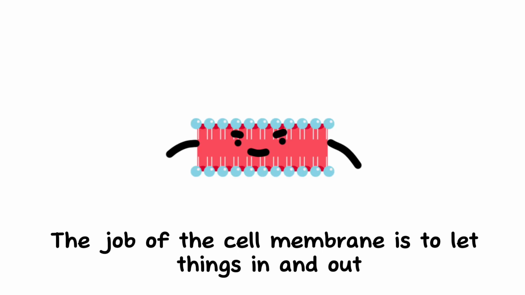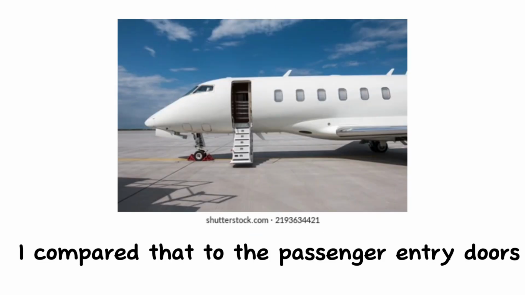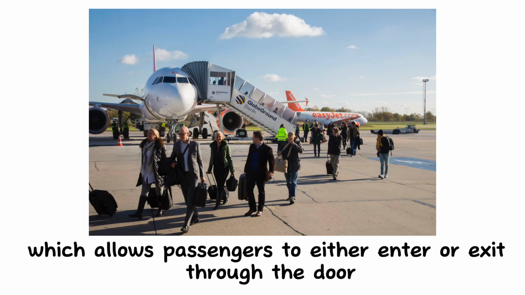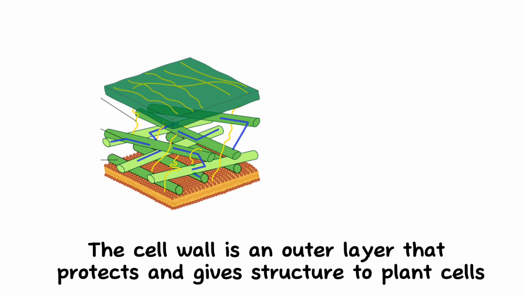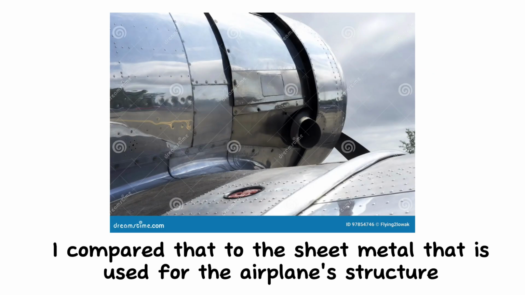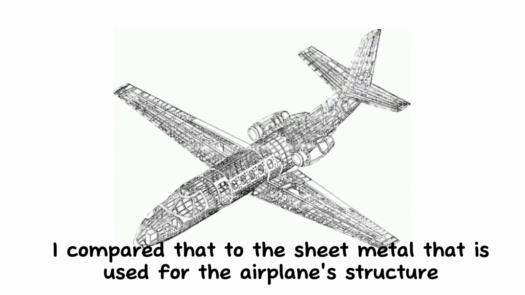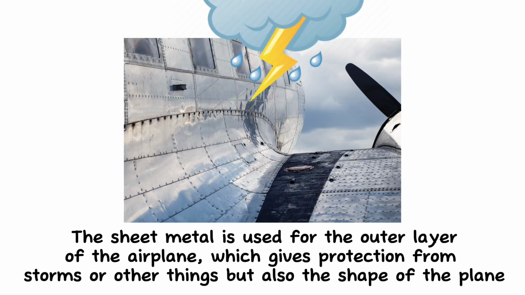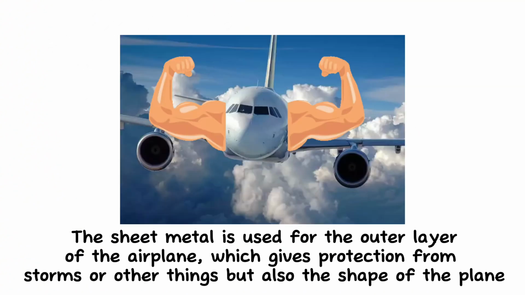The job of the cell membrane is to let things in and out. I compared that to the passenger entry doors, which allow passengers to either enter or exit through the door. The cell wall is an outer layer that protects and gives structure to plant cells. I compared that to the sheet metal that is used for the airplane's structure. The sheet metal is used for the outer layer of the airplane, which gives protection from storms or other things, but also the shape of the plane.